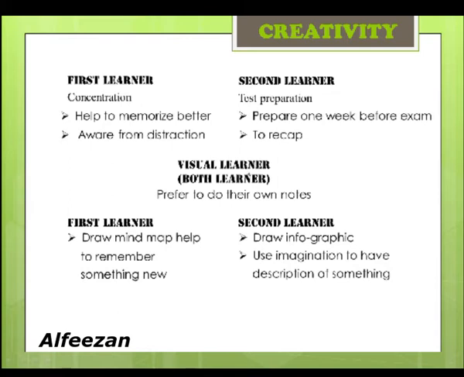Both learners are visual learners. They prefer to do their own notes. For the first learner, she drew a mind map that could help her to remember something new. And for the second learner, he drew infographics. He also used imagination to have a description of something new.